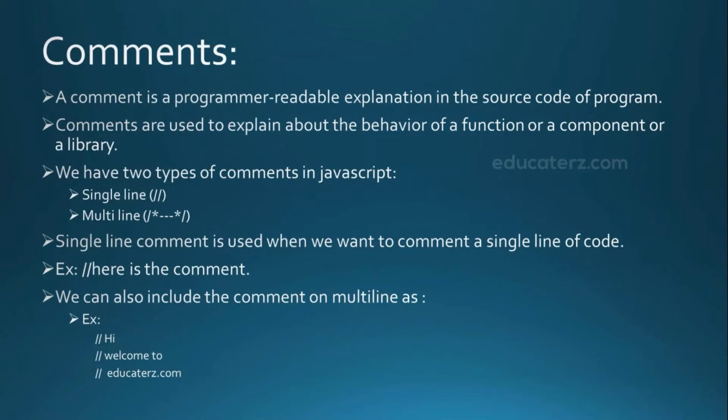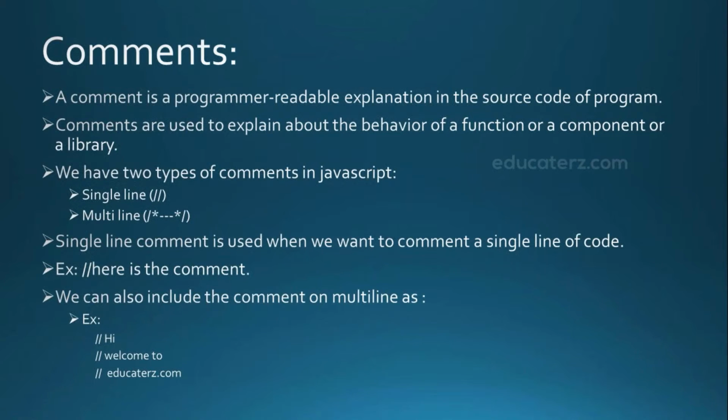Here we have two types of comments in JavaScript. Single line and the second is multi-line. The syntax here you can check. For the single line we use two forward slashes, whereas for the multi-line we begin with a forward slash and then an asterisk, then the commented code or the message, and then an asterisk followed by a forward slash. Here a single line comment is used when we want to comment a single line of code.